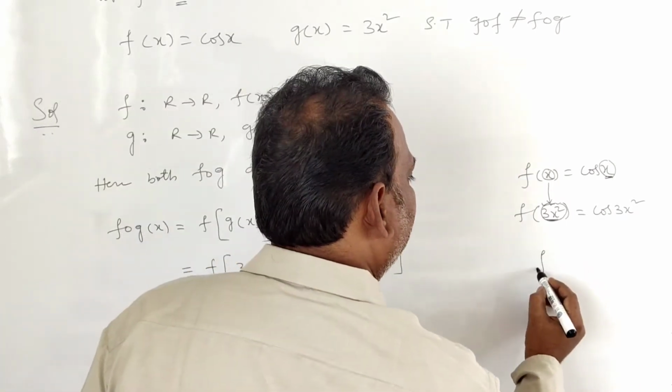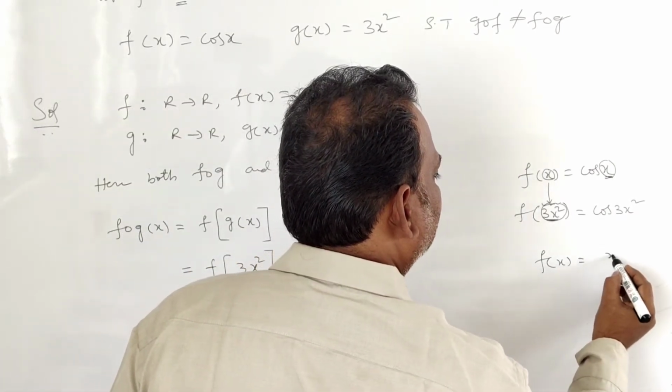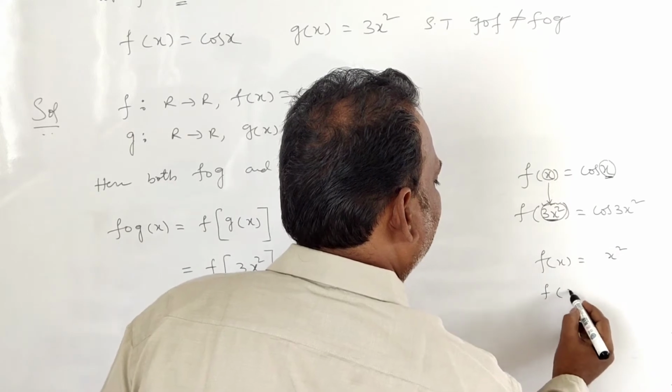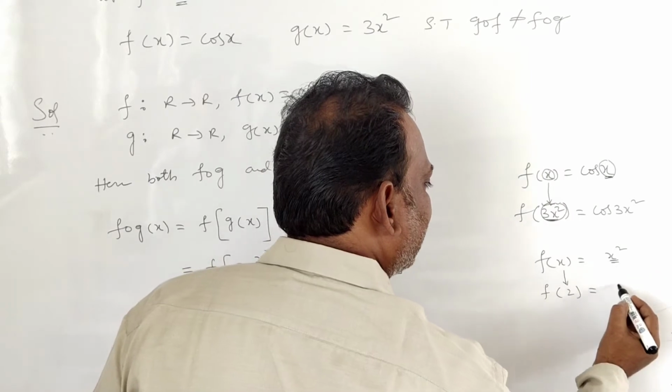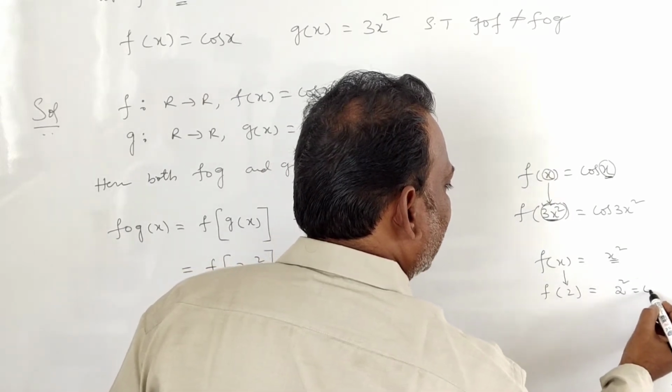Simple, students. f of x is equal to x square is given. What is f of 2? What will you do? Instead of x, we have 2. So we are substituting this 2 in x's place, and you get the answer.